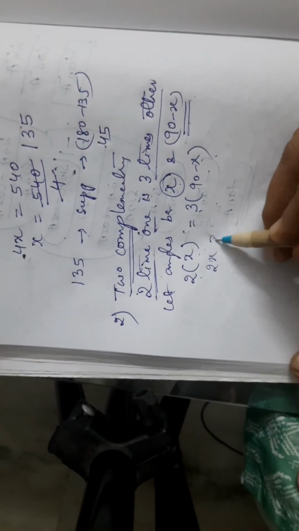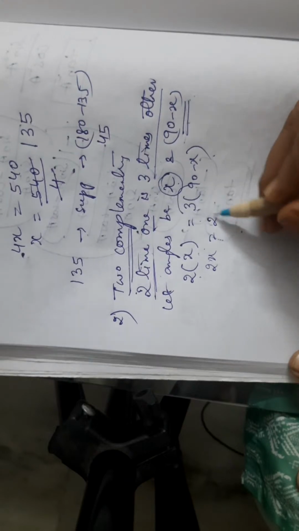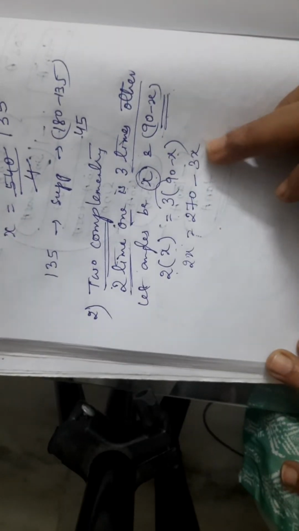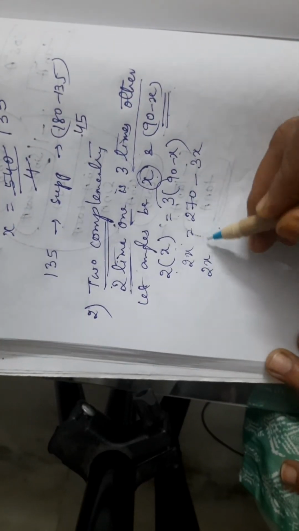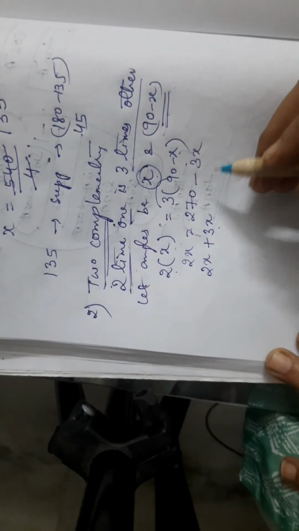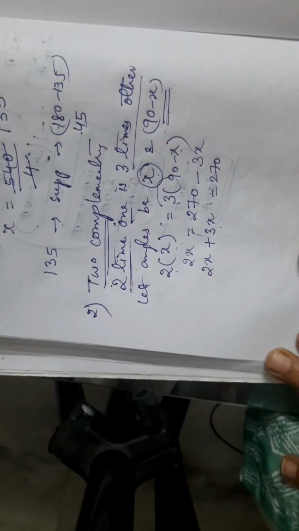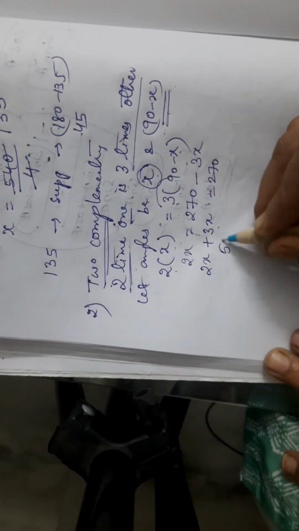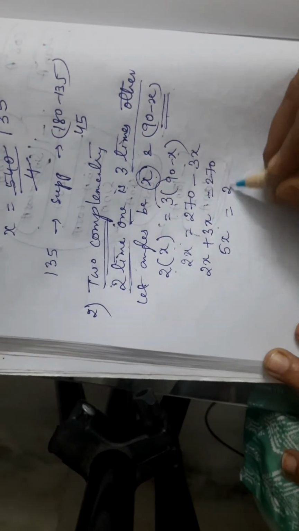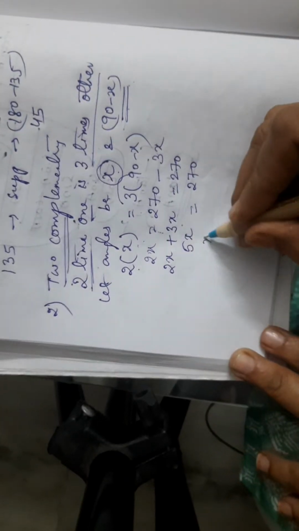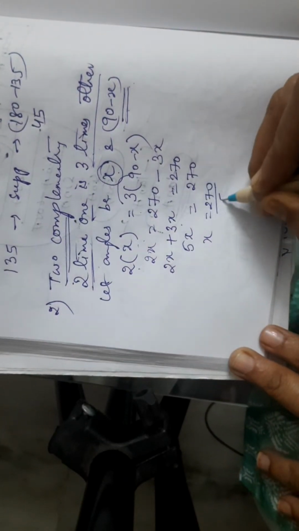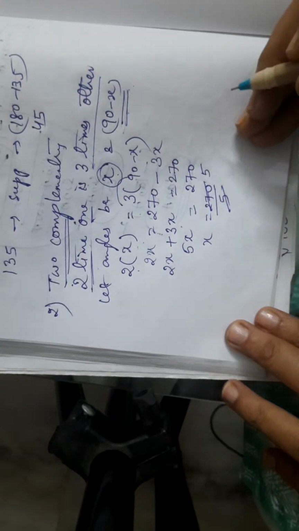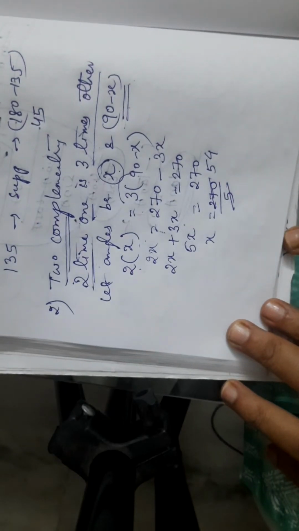Now 2x equals, opening the bracket, 3 times 90 is 270 minus 3x. Now shifting the x terms together, we'll shift 3x towards the left. Thus it will be 2x plus 3x is equal to 270. Now 2 plus 3, 5. 5x is 270. Thus the value of x is 270 upon 5.